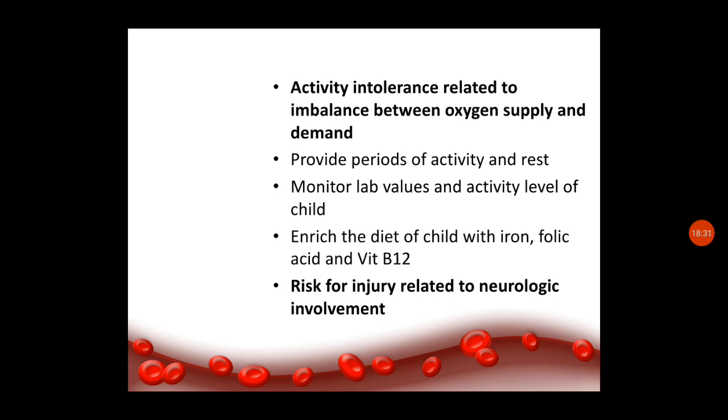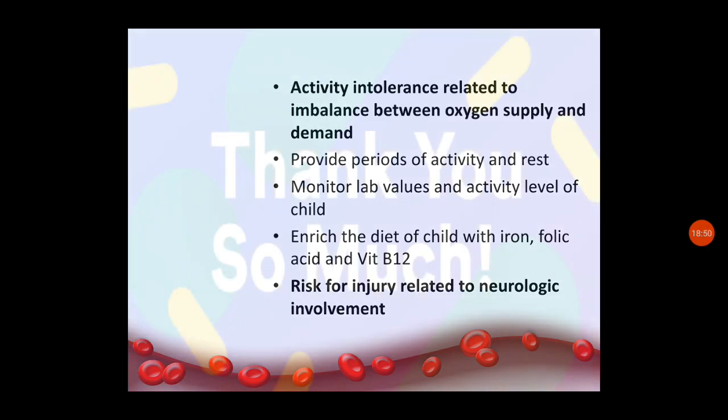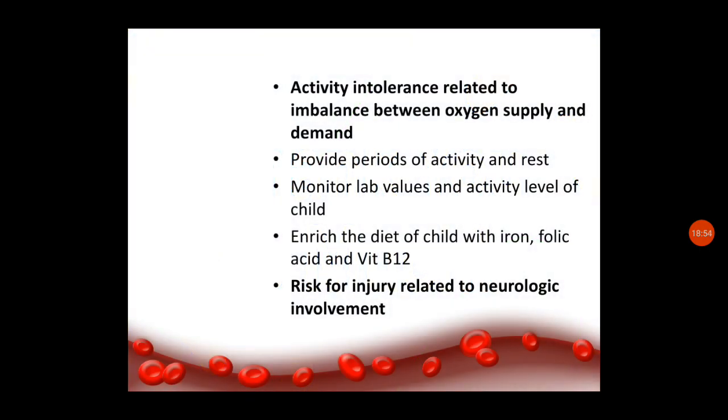Next diagnosis is activity intolerance related to imbalance between oxygen supply and demand. Provide periods of activity and rest. Monitor lab values and activity level of the child. Enrich the diet of the child with iron, folic acid, vitamin B12, etc. Then risk for injury related to neurological involvement also can be there, because in vitamin B12 deficiency the neurological involvement can lead to some amount of injuries for the child. So these are the nursing management also.